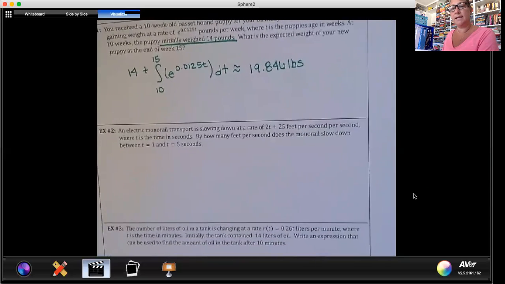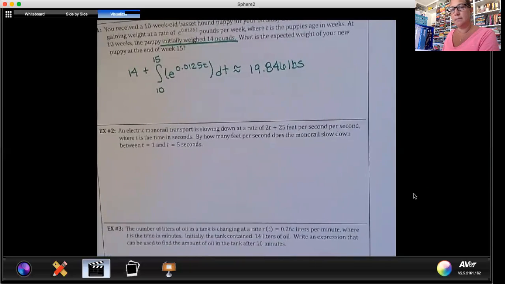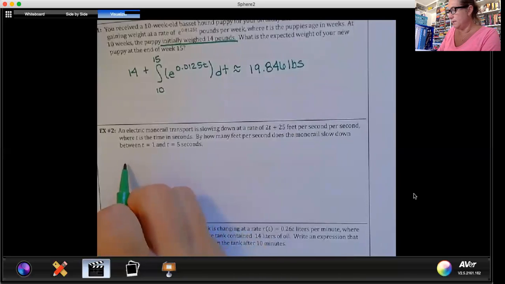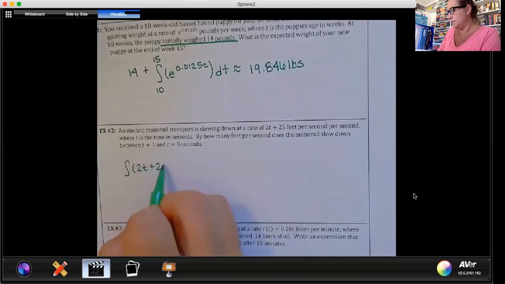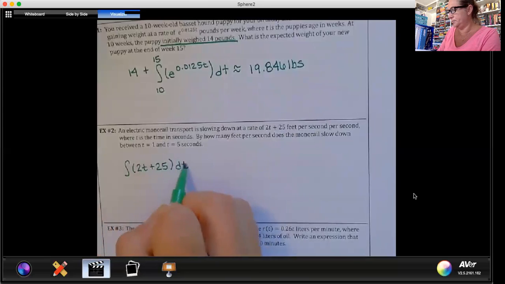An electric monorail transport is slowing down at a rate of 2t plus 25 feet per second, where t is the time in seconds. By how many feet per second does the monorail slow down between 1 and 5 seconds? So you're looking for velocity, which means you need the antiderivative of acceleration from 1 to 5 seconds.